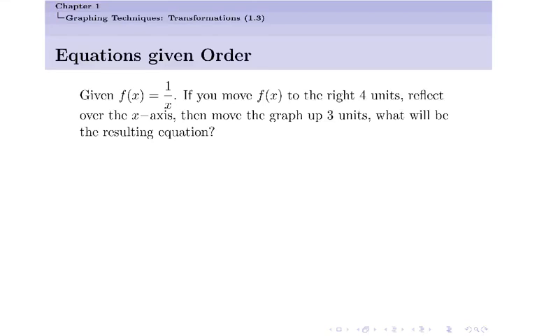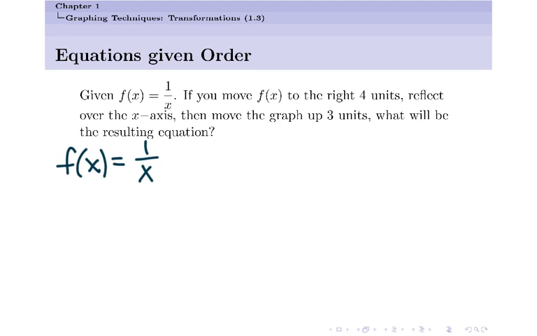To write the final equation, you're going to start with the function that's given. So for this first problem, your function is 1 over x. If I give you the order, see how I'm giving you the order here? You have to follow the order that's given to get the final graph correct.